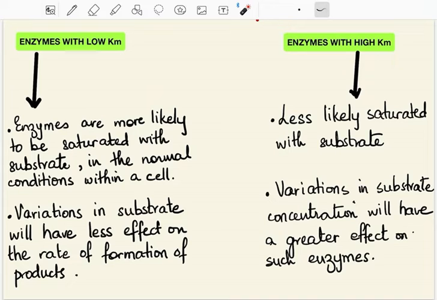On the other hand, the enzymes with high Km are less likely to be saturated with substrate. Okay, and if variation occurs in the substrate concentration, it will have a greater effect on such enzymes. So this means that the enzymes with low Km can adapt better to changing situations within the tissue cells or within the blood plasma, whereas the enzymes with high Km are less adapted, because if there are slight variations in the substrate concentration, it will have a greater effect on such enzymes, meaning the rate of formation of product will be less, right? So that's why the enzymes with low Km have an advantage.